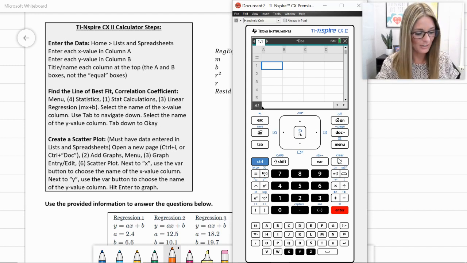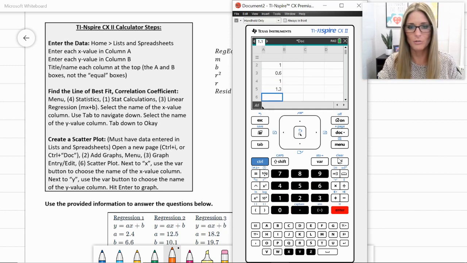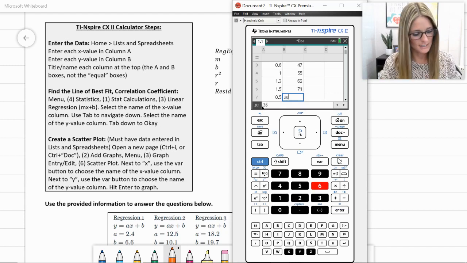We're going to enter our X coordinates for the amount of dog food that they ate each day. We've got 0.5, 1, 0.6, 1.3, 1.3, 1.5. This is the amount of puppy dog food that they ate. 0.7, 0.8, and 0.6. I've got 10 values here. And then the weight of the puppies, 42 pounds, 67 pounds, 47 pounds, 55, 62, 71, 36, 42, 50, and 43.